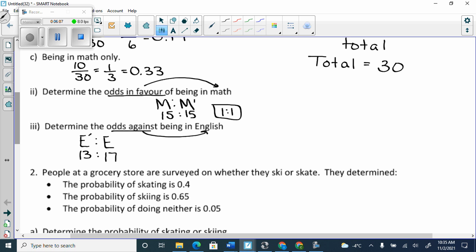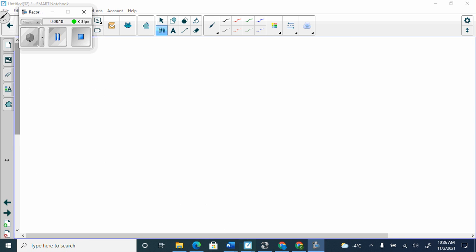Okay, grab out a separate sheet of paper. If you don't have one, put your hand up. I'll give you a piece of paper. You're going to do this question. Got it? Okay.